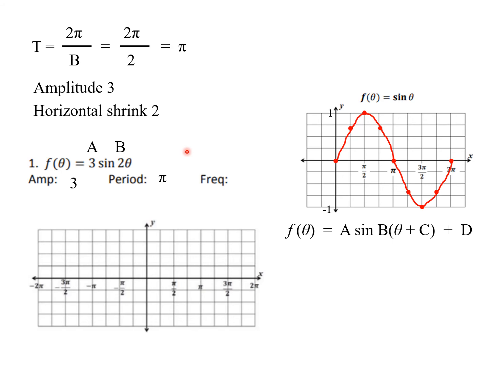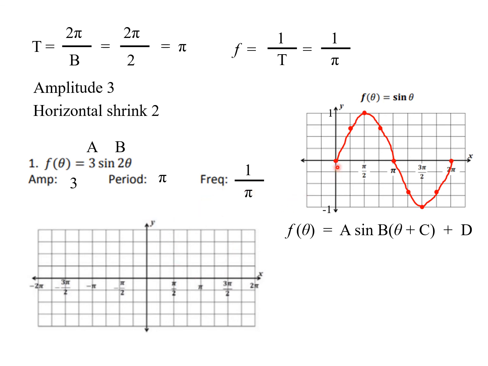Next, just to fill in this table, we can do the frequency. The frequency is defined to be the reciprocal of the period, and if the period is pi, the reciprocal of that is simply 1 over pi. And we're actually just going to leave it like that, just 1 over pi. All right, now let's graph this thing.